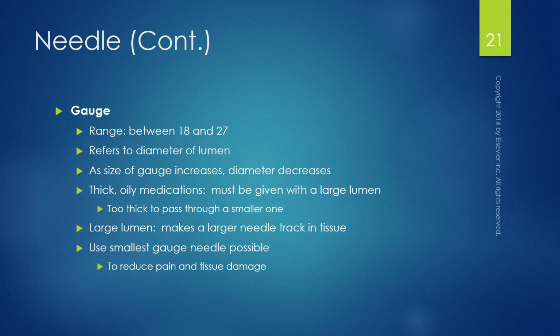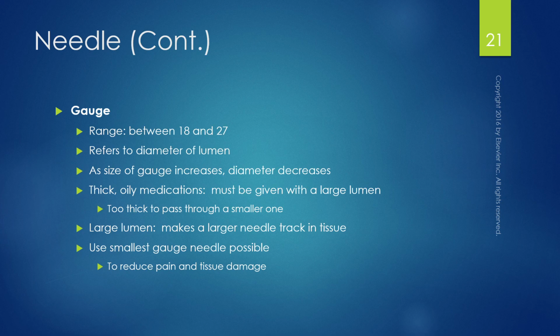Needles range in their size. The size of the needle is given by the size of the opening, the diameter of the lumen, as well as the length. The diameter of the lumen is given in a unit called gauge. Gauge size commonly runs between 18 and 27, and gauge runs inversely proportional to the size. So a large number equals a small opening.